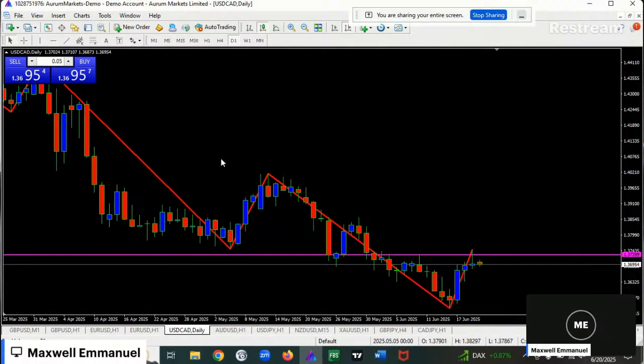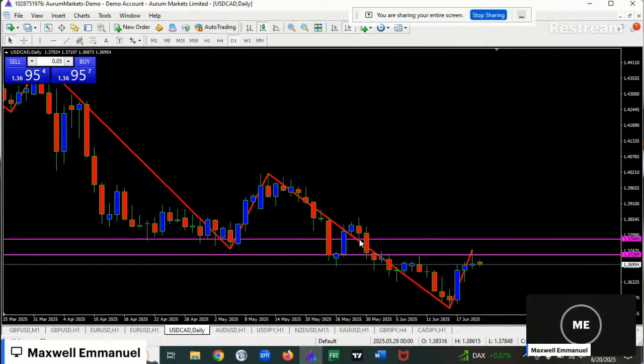I'd love to see USD card fill this fair value gap, but it didn't fill it. That could be because we had this resistance on support here, so that could be the reason price didn't fill that fair value gap. And you can see the pattern we have here.